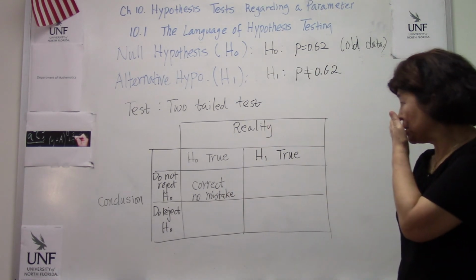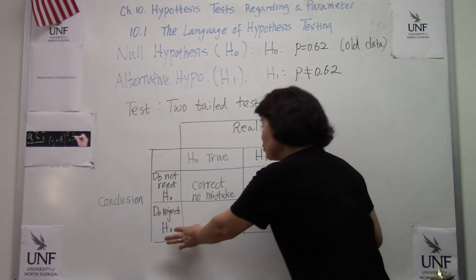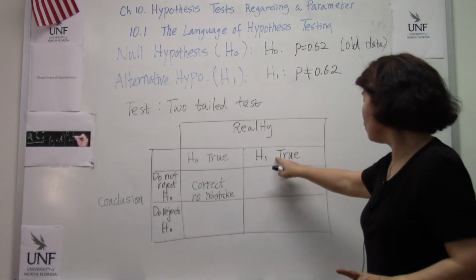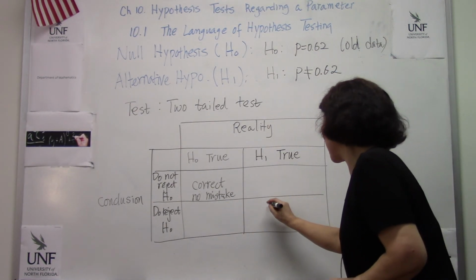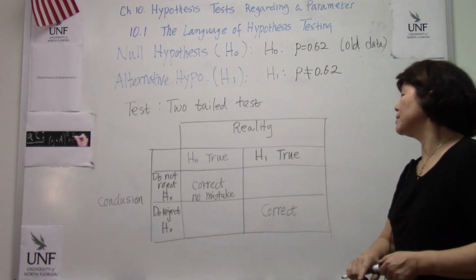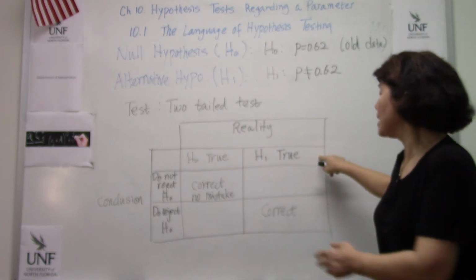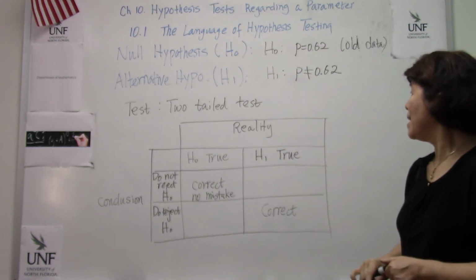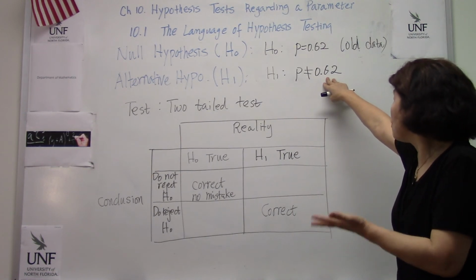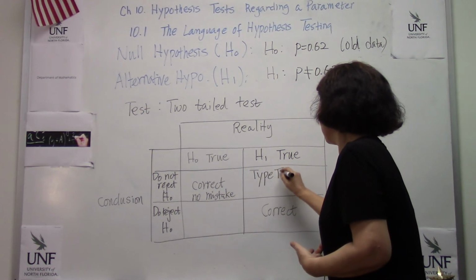So no mistake is made here. And which other one is no mistake? Yes, H1 is true, and we do reject H naught. One way or another, only one thing is true. So H1 is true, and we reject H naught again. This is a correct conclusion. These two remaining parts suggest some problem. The first one is H1 is true, and we do not reject H naught. So it is truly unequal, but we still say P equals 0.62. We call this type 2 error.